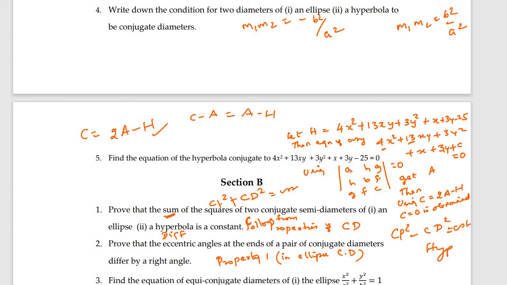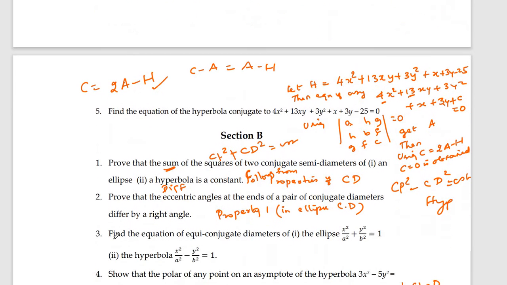So these are all bookwork, rather theorems. Now prove that the eccentric angles, it's one of the properties of conjugate diameters in the case of an ellipse. Prove that the eccentric angles at the ends of a pair of conjugate diameters differ by a right angle. And next is find the equation of equi-conjugate diameters of the ellipse. This is also a bookwork.